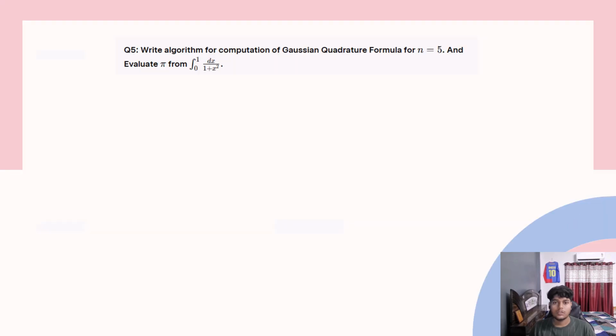Now coming to our question number 5. Question number 5 asks us to write an algorithm for 5-point Gaussian quadrature to compute the integral from 0 to 1 of dx upon 1 plus x squared, and then evaluate pi. Let's solve it.